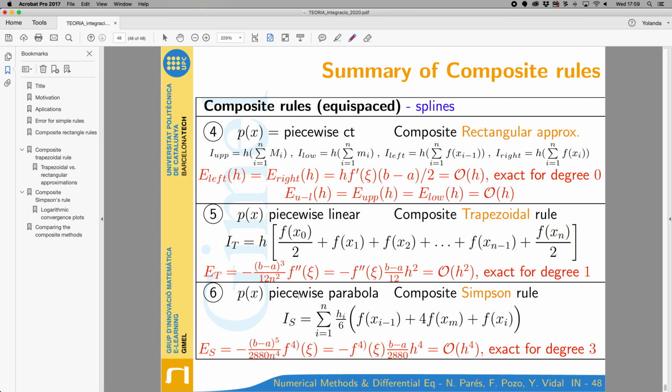So this is what I wanted to cover today. This finishes the theoretical part of this topic. I will propose some exercises to really make sure you understand everything and you can solve the related exercises.